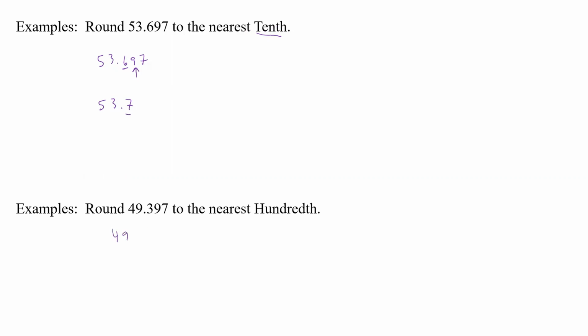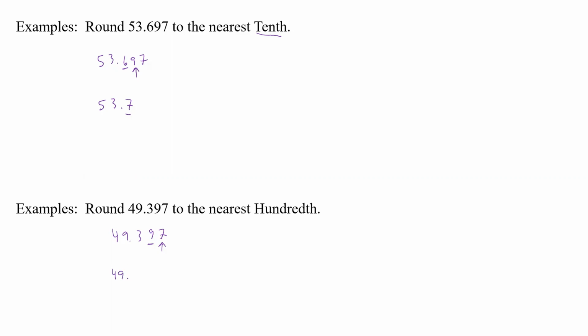Now we want to round 49.397 to the nearest hundredth. Well, the hundredth is that position. This is then our test digit. Well, 7 is greater than or equal to 5, so that means we're going to round this one up by 1. So that gives us 49.